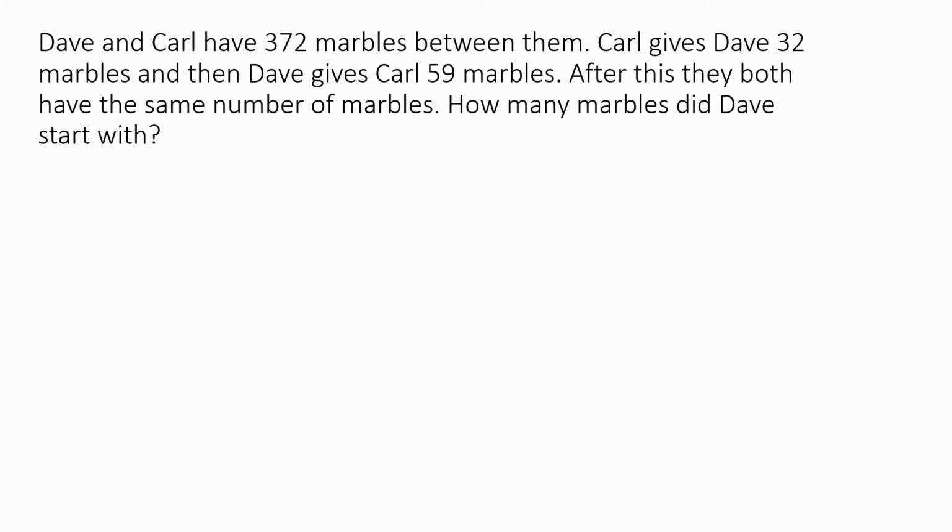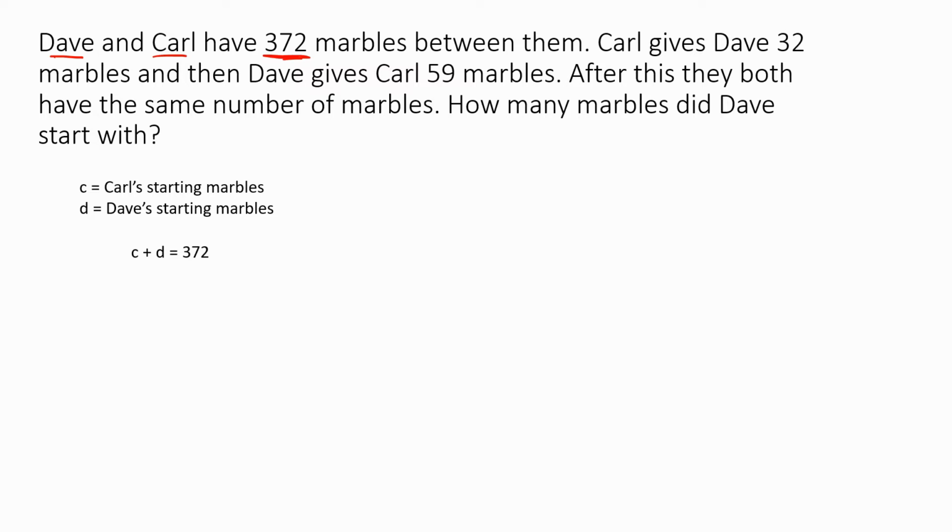If you would like to try this problem yourself, pause the video and have a go. But if we take Carl's starting marbles to be C and Dave's starting marbles to be D, then we can see that the information tells us that if we put Dave and Carl's marbles together, we will have 372 marbles. So our first equation is C plus D equals 372. Great, we have one equation, but we can't really do anything with it to find our answer.